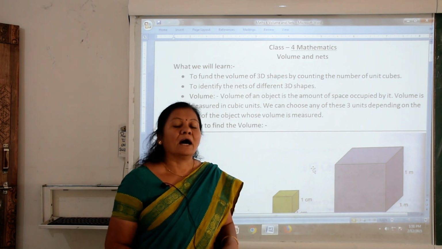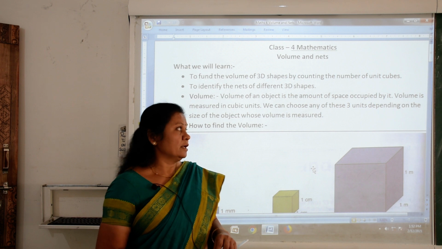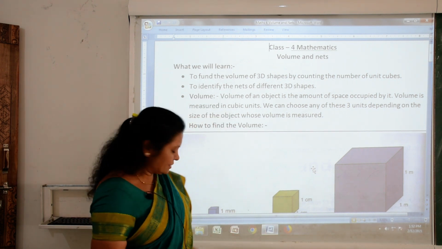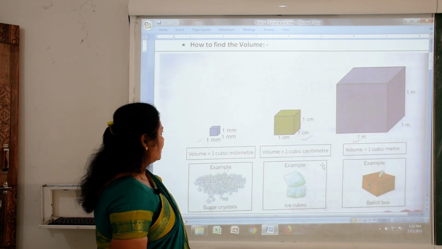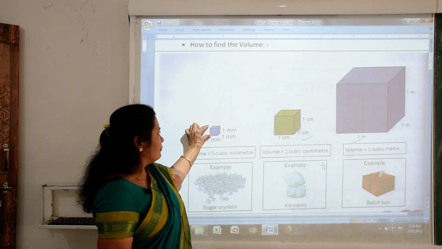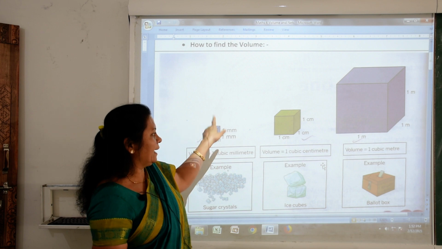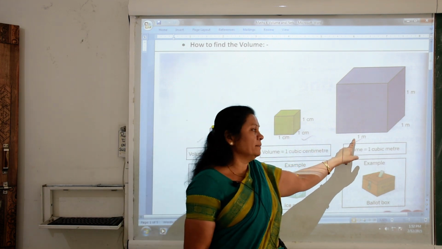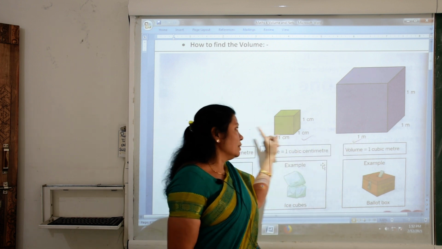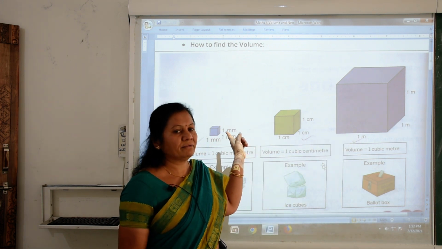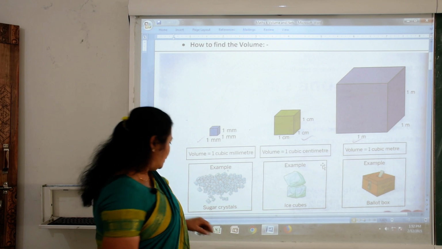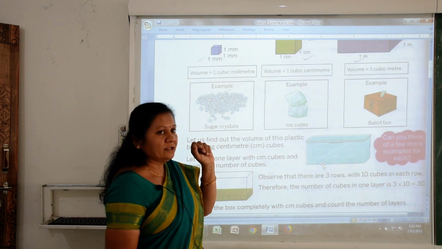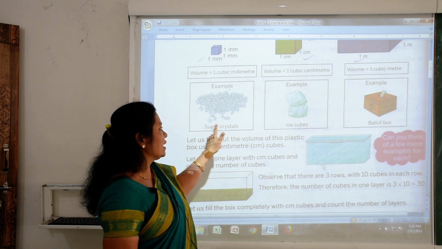So how can we measure volume? It depends on its shape. Here are 3 examples. This is 1 cubic millimeter, this is 1 cubic centimeter, and this is 1 cubic meter. According to size we measure volume. Now here volume 1 cubic millimeter, for example a sugar crystal.